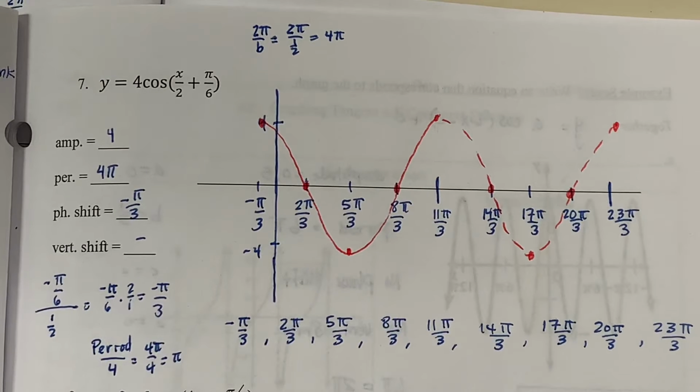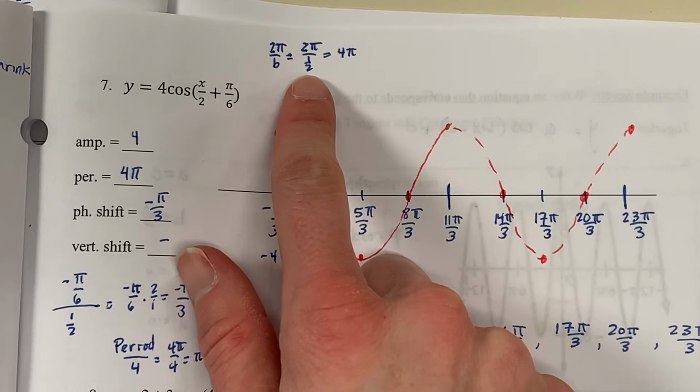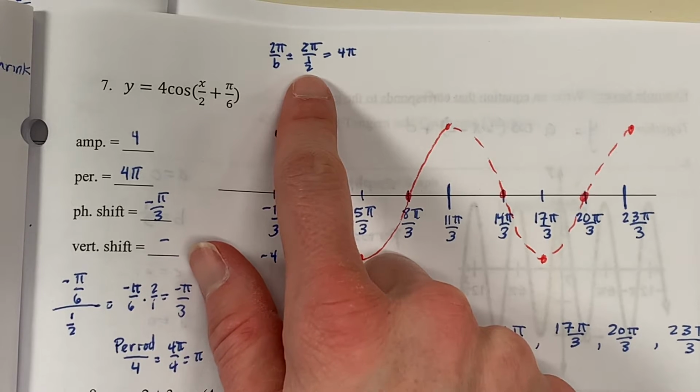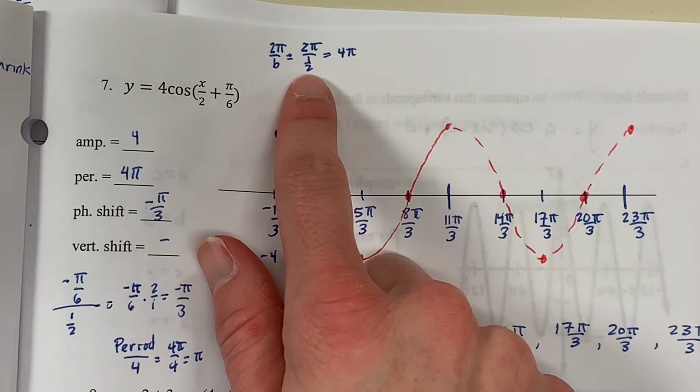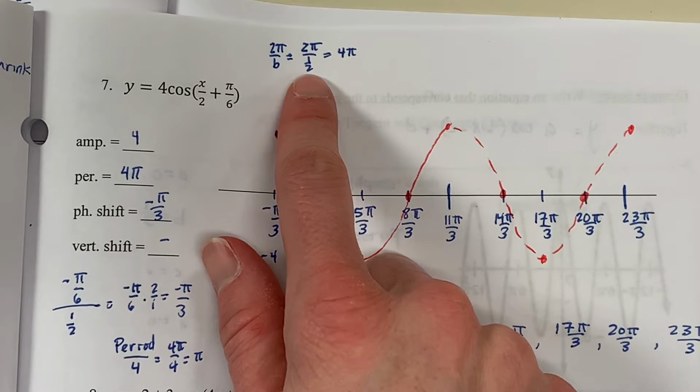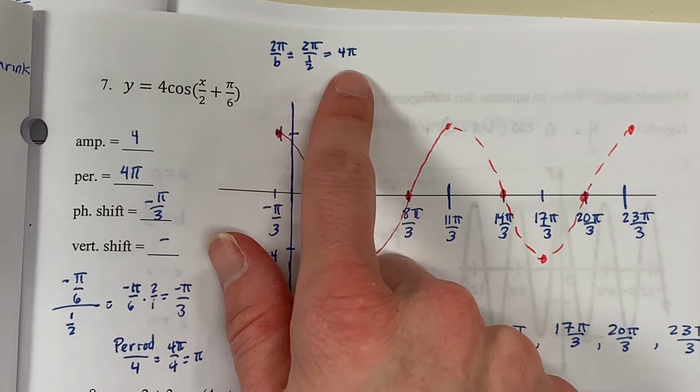Okay. For problem number 7, we have y equals 4 cosine quantity x divided by 2 plus pi over 6. My amplitude is 4, it's the absolute value of a. Period is 2 pi divided by b. So I take 2 pi divided by 1/2, which is the same thing as multiplying by the reciprocal. So I'm going to take 2 pi times 2, and that's equal to 4 pi.